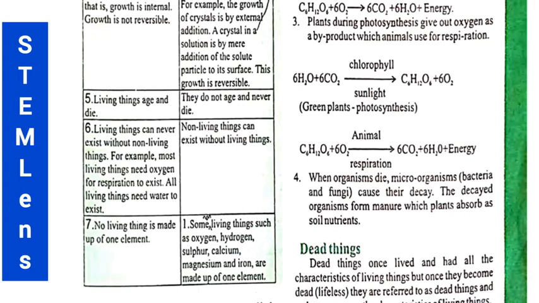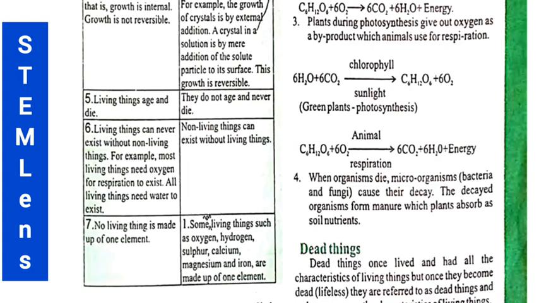Living things can never exist without non-living things. For example, most living things need oxygen for respiration to exist. All living things need water to exist. Meanwhile, non-living things can exist without living things. Okay, that's very, very true. Living things are taking in gases, they are taking in carbon dioxide or taking in oxygen. So in the absence of all these, that's death. And water is also essential for life.